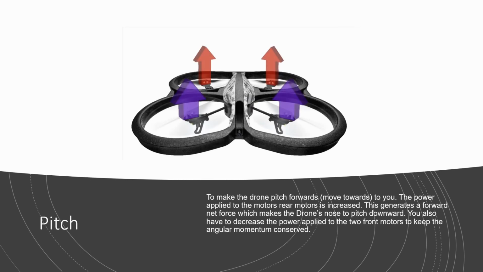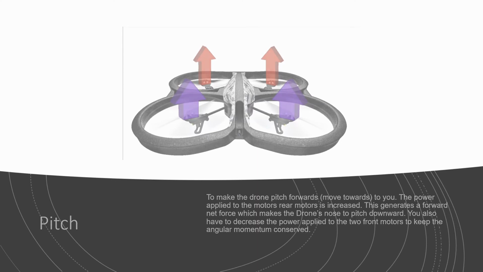Pitch. To make the drone pitch forward, that means move towards you, the power applied to the rear motors is increased. This generates forward net force, which makes the drone's nose pitch downwards. You also have to decrease power applied to the front motors to keep angular momentum conserved. The exact opposite is done if you want to make the drone pitch backwards or move away from you.